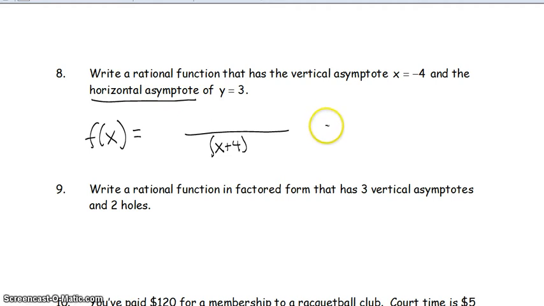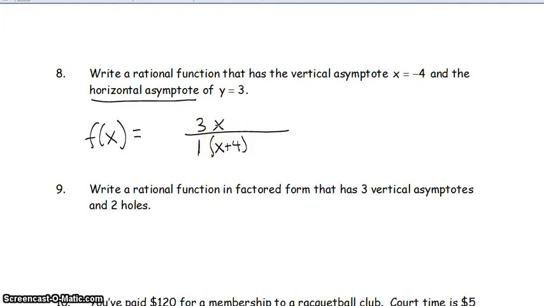In order to get a horizontal asymptote other than y equals 0, it's the ratio of the lead coefficients. So I'm going to put a 3 on here, and I'll just leave that as a 1. You don't even have to put a number there if you didn't want to. But the only way that could happen is if the x's on top and bottom balance. So since we have a degree of a power of 1 on the bottom, we need something on the top to balance that. So I'm just going to put x.